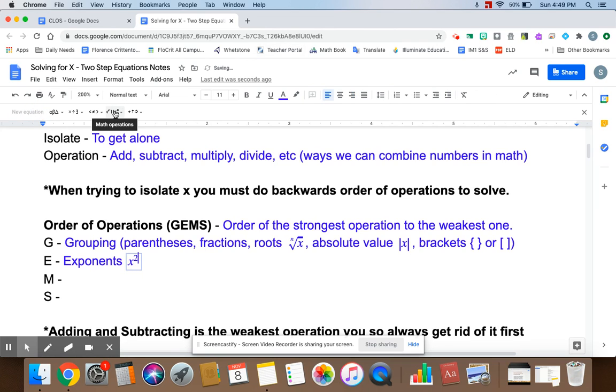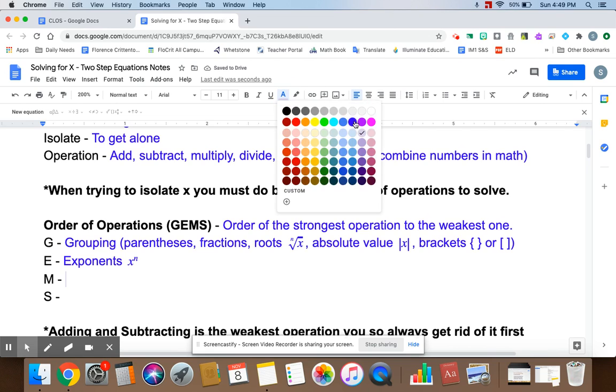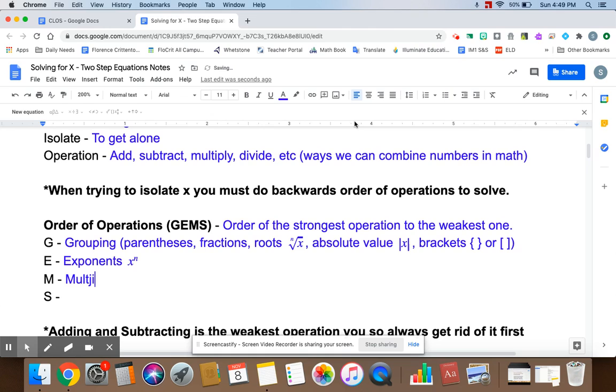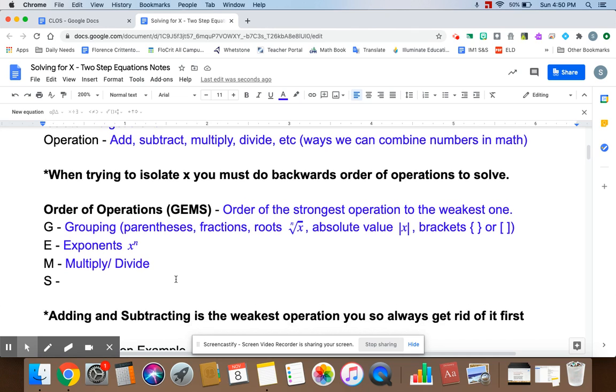So if you have any exponents up here, you have to take care of them first. The M stands for multiply. So that's the third strongest thing, is to multiply. But also to divide, because multiplying and dividing are basically the same thing. If you watch that video, I explain why they're the same.